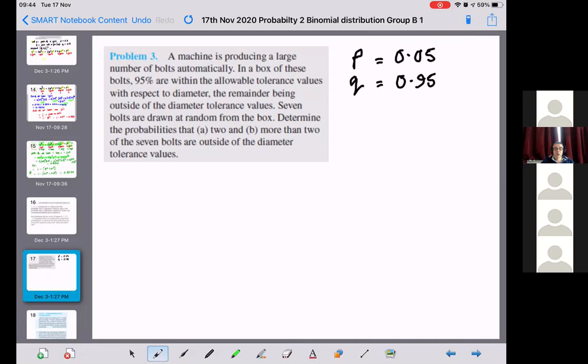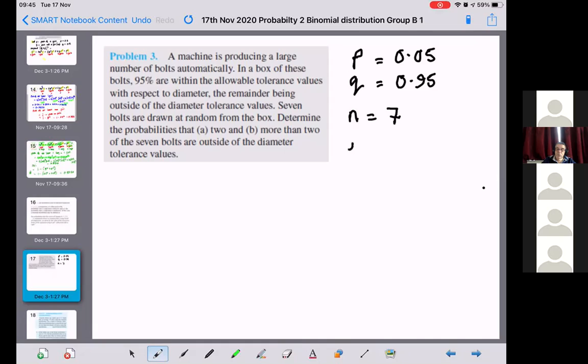And what is N in this particular problem? Is it 2? 7. Okay. Who said 7 and why? Oh yeah, TJ, and it says 7 bolts are drawn at random from the box. So there's 7. The number of bolts drawn at random.